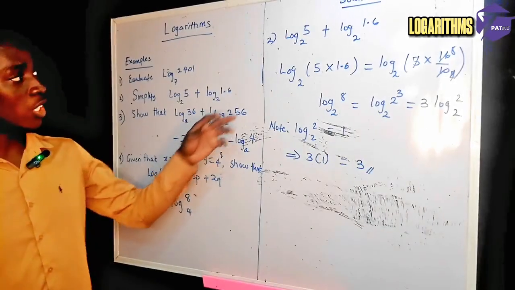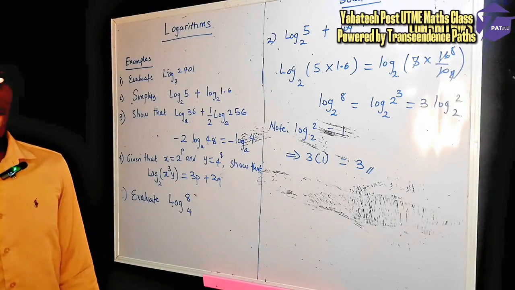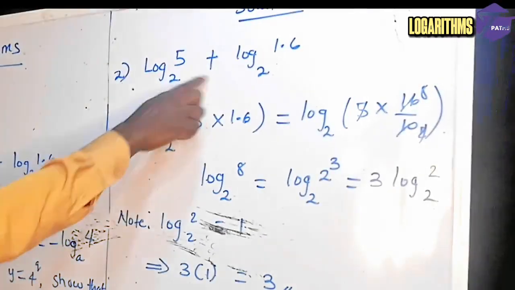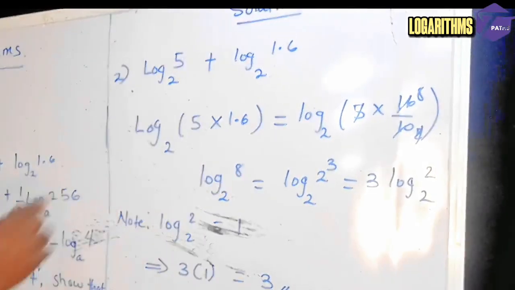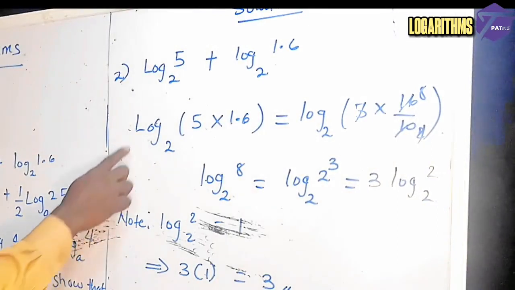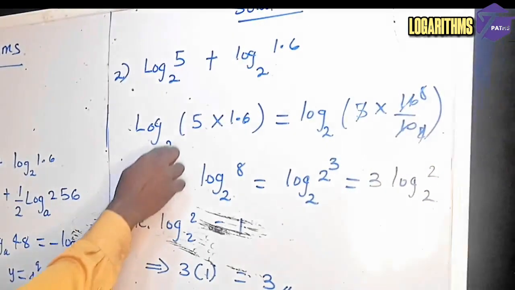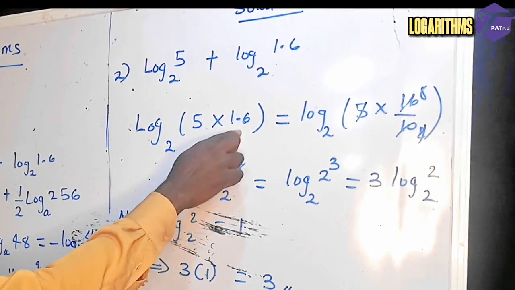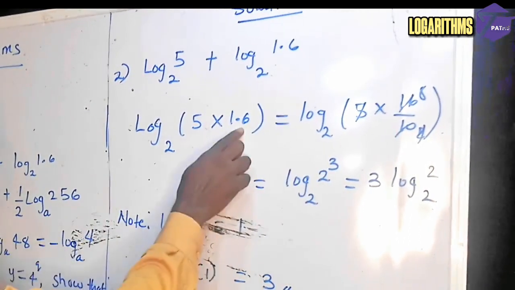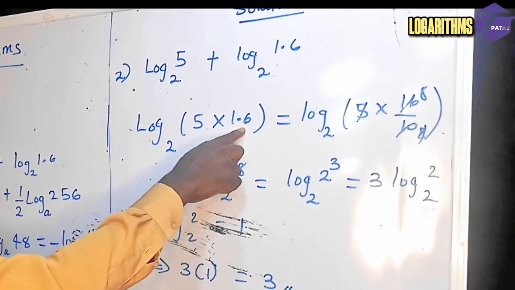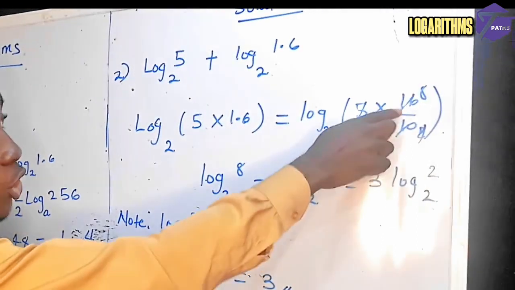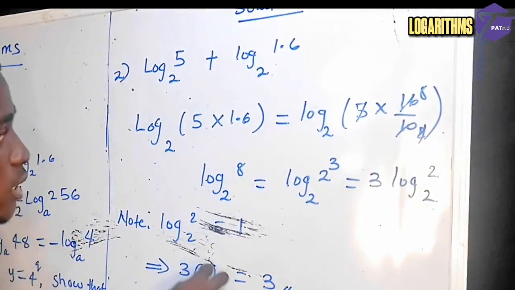Who can tell me the law I'm going to use here? Yeah, the second law. So the second law states that if I have plus in between two logs, that plus will change to multiplication. Thank you. So I have log base 2 times 5 times 1.6, which will give me what? I can convert this one to a fraction, right? So if I convert 1.6 to fraction, it will give me 16 over 10. Thank you very much.